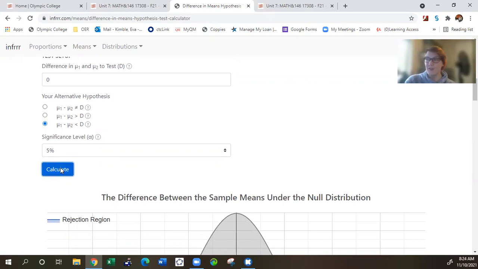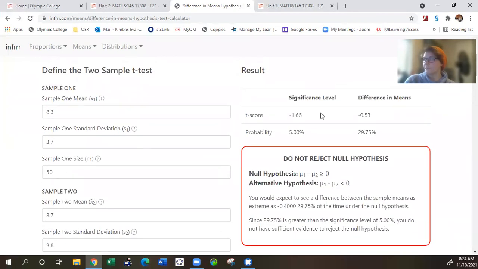So we're going to hit calculate. What we end up getting is a t-score of negative 0.53, and a p-value, the probability, of 29.75%. I'm going to write those numbers down. So t equals negative 0.53, and our p-value is 29.75%.